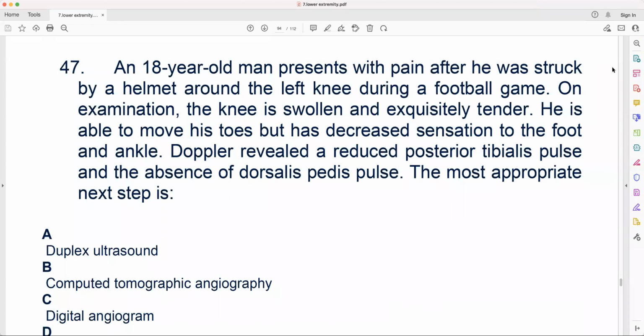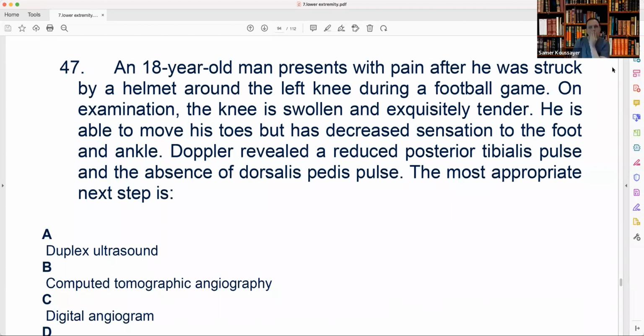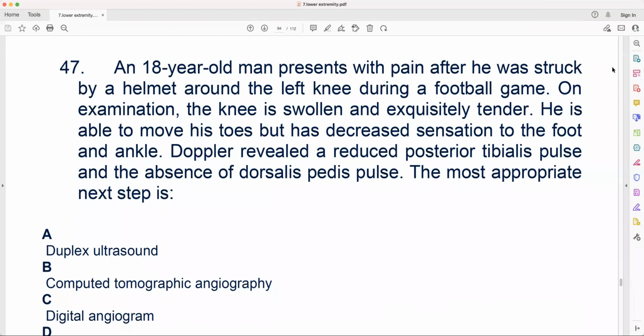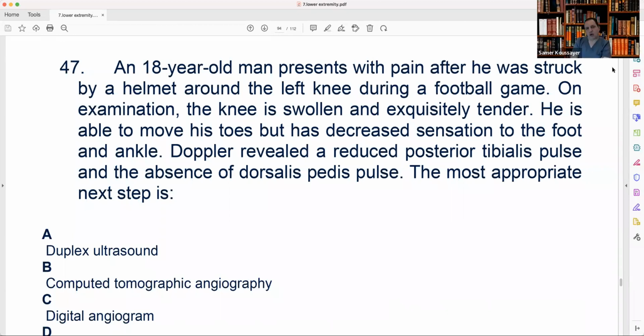Before we go there, this 18-year-old guy is an athlete who had a trauma to the knee, with decreased sensation. Most likely he has an injury to the popliteal artery, right? The Doppler revealed a reduced posterior tibial pulse and an absent dorsalis pedis. Because he has a knee injury, the popliteal artery must have been injured. So how can we make the diagnosis? Let's see what options they have.